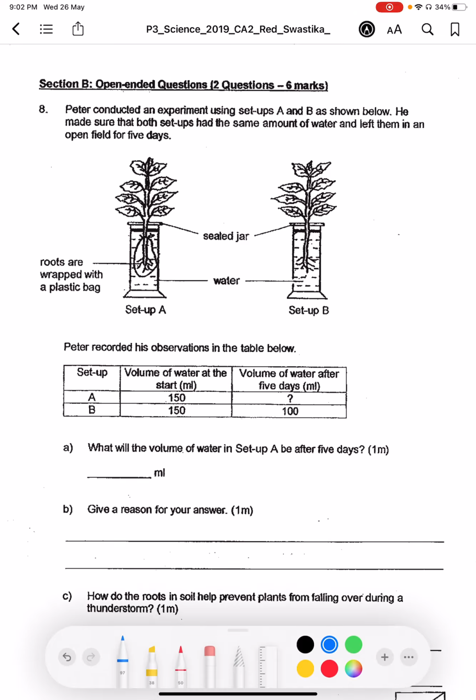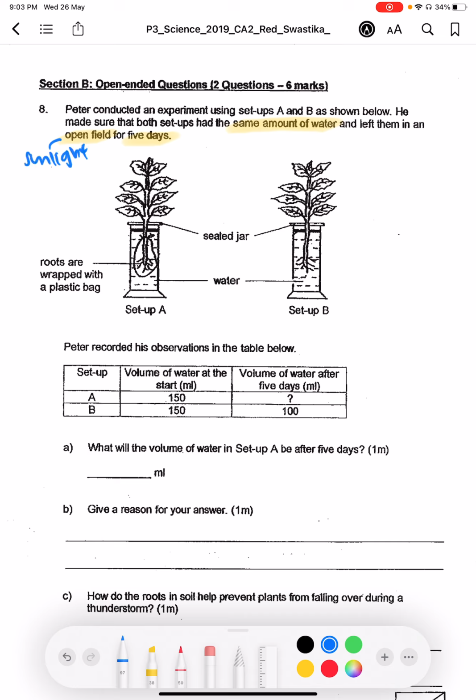Peter conducted an experiment using setups A and B as shown below. He made sure that both setups had the same amount of water and left them in an open field for 5 days. So I will be highlighting same amount of water, open field, 5 days. Open field will mean that they have sufficient sunlight, correct?